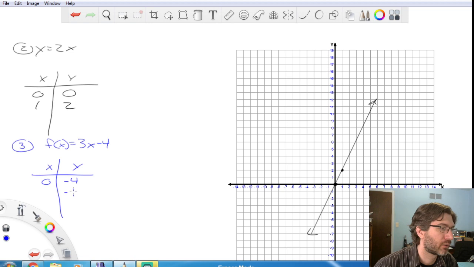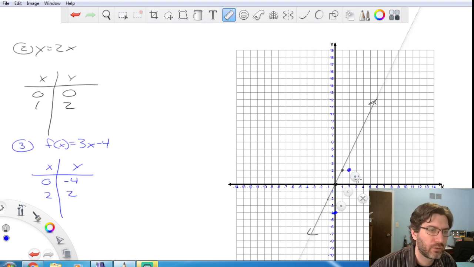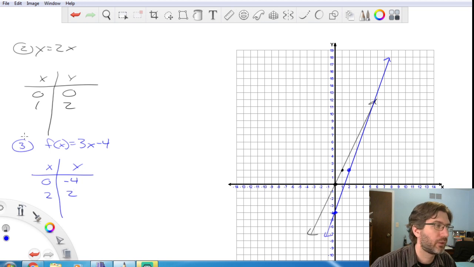Like if you wanted to pick 2 or something, 2 times 3 is 6. 6 minus 4 gives you 2. Any of these dots will work. So 0 and negative 4 is going to be right here. I should get rid of that. 0, -4 is here, and 2, 2 is here. So in this case, your line is there. Looks like that. And again, it has arrows to go that way.